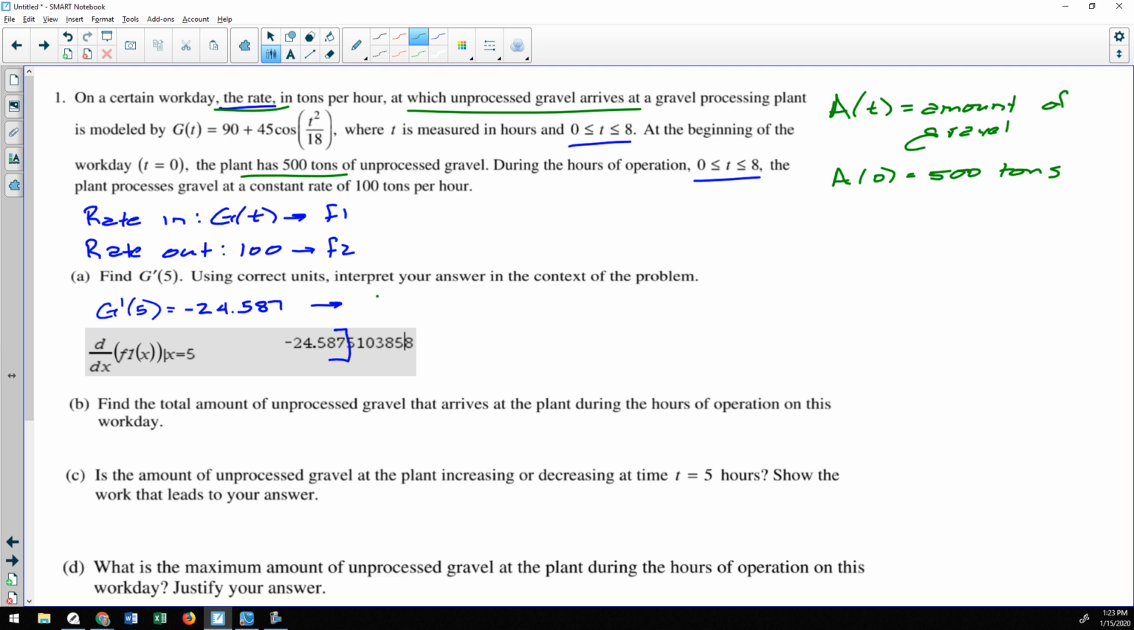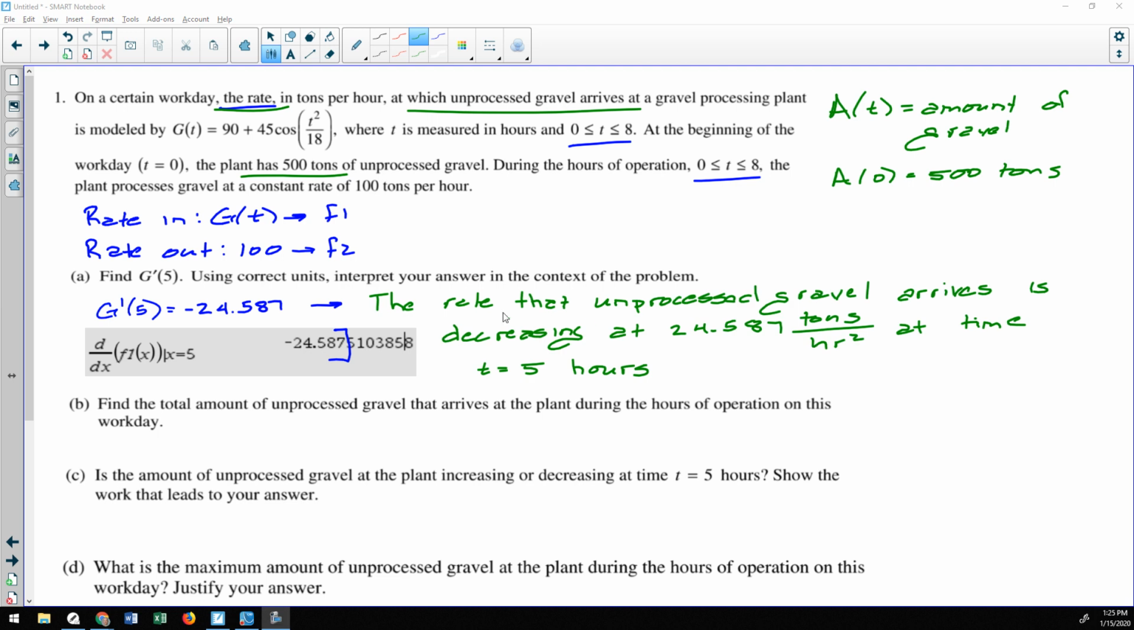So I'm going to write: the rate unprocessed gravel arrives is decreasing at 24.587 at time t equals 5. There. So the rate is decreasing at that rate. Notice I left the negative off because the negative is implied in the word decreasing. And the units: g was already measured in tons per hour, so when I took the derivative of that, that introduced another unit of hours, so the unit is tons per hour squared.